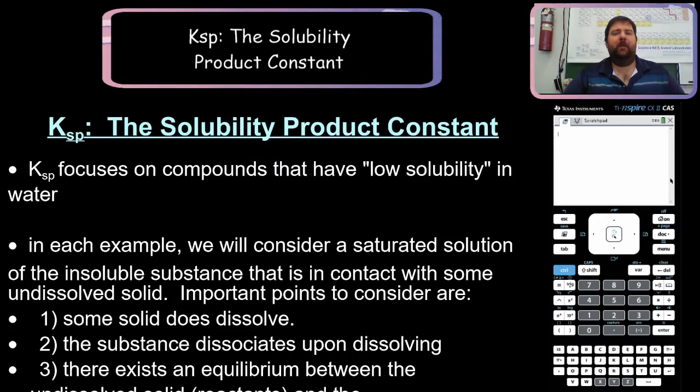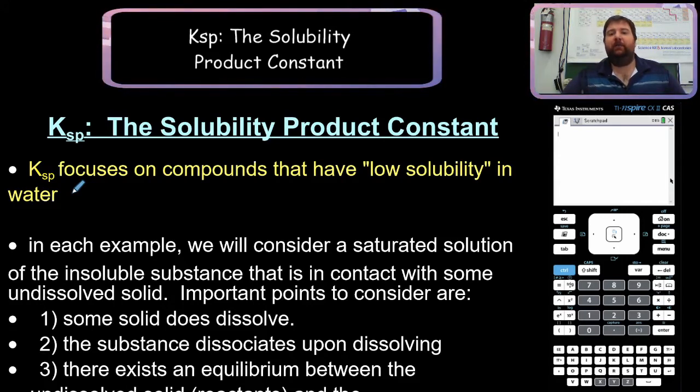All right. So let's narrow in a little bit on our definition of Ksp. When we're looking at Ksp, which is the solubility product constant, we're going to be focusing on compounds that have what we call low solubility. And that's, of course, in water. So we've been using for a few years now a solubility table. And in that solubility table, when we've seen the words low solubility, we've been assigning it a state of solid. That same table is what we're going to be using here.